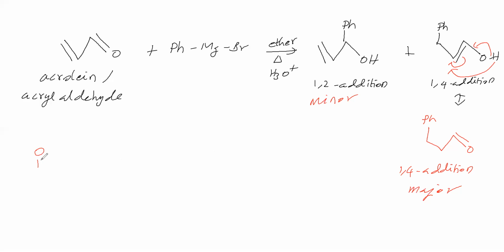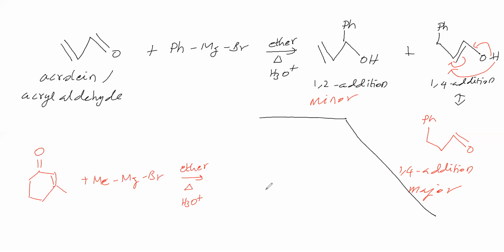Next we will take so-and-so. Here a pi bond is present, here a methyl group is there. Now we'll take methyl magnesium bromide. Ether is the solvent. Warming. Hydrolysis in the presence of acid. Okay, so what are the products we will get? That we will see. One is the 1,2 addition product. Another one is the 1,4 addition product.